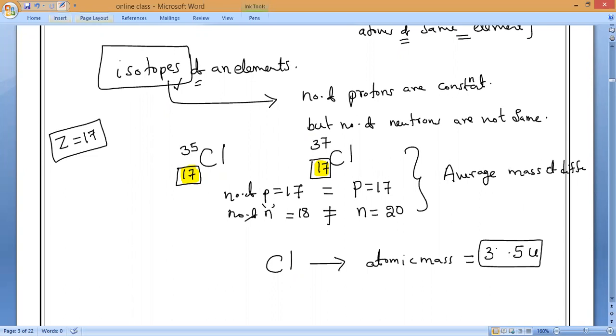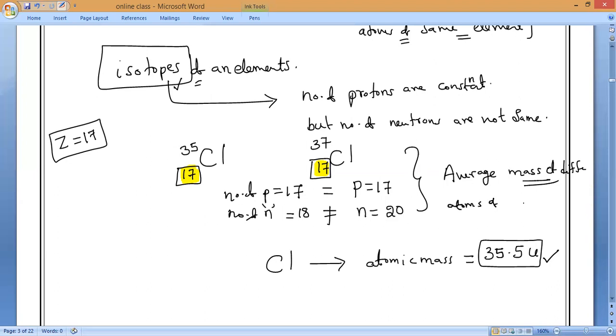Sir, how is it so? We can make it 36, correct, sir? Here 35 plus 37, averagely we can make 36. No, we will calculate based upon the availability also. That we will do at the end of this chapter. So this is the average mass of different atoms.